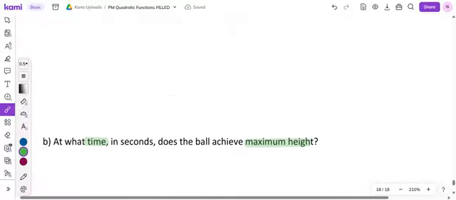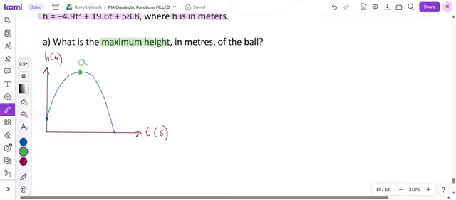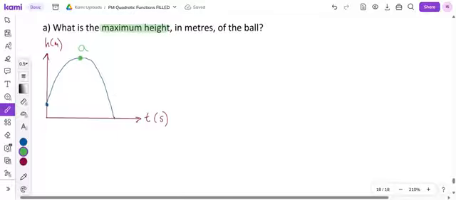How about B? At what time does the ball achieve max height? What point are we talking about? The vertex again, right? Max height happens at the vertex. Well, guess what? A and B, it's kind of like the same question.